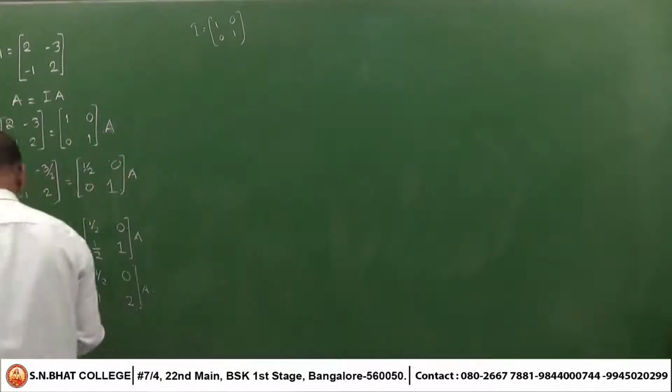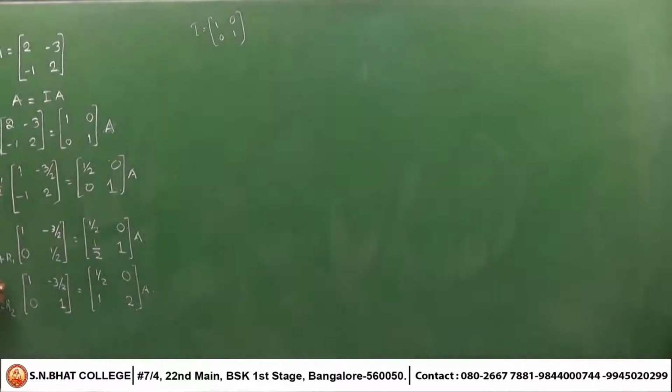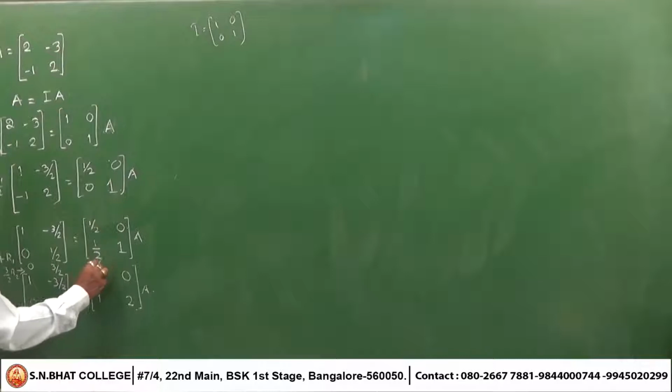Therefore, calculate 3 by 2 R2 from the previous step. This is R2, this is R1. 3 by 2 into 0 is 0. 3 by 2 into 1 is 3 by 2. Next 3 by 2 into 1 by 4 is 3 by 4. This is 3 by 4. Next 3 by 2 into 0 is 0.